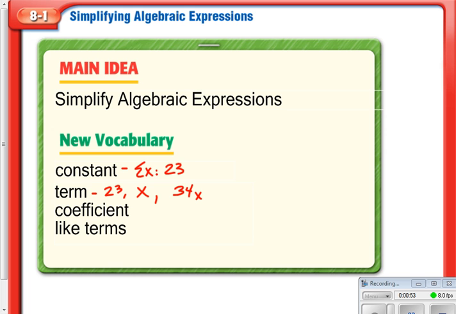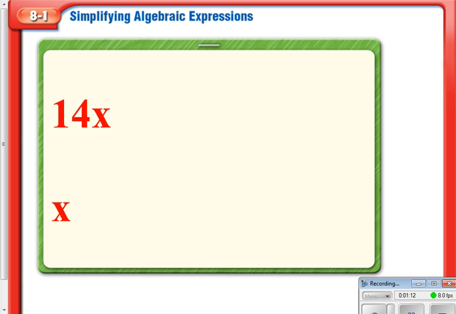Coefficient. Coefficient is a numerical factor of a term that contains a variable. So it is basically the number out in front of the variable. And I'll give you an example here on the next slide. Like terms are terms that contain the same variables with the same power.